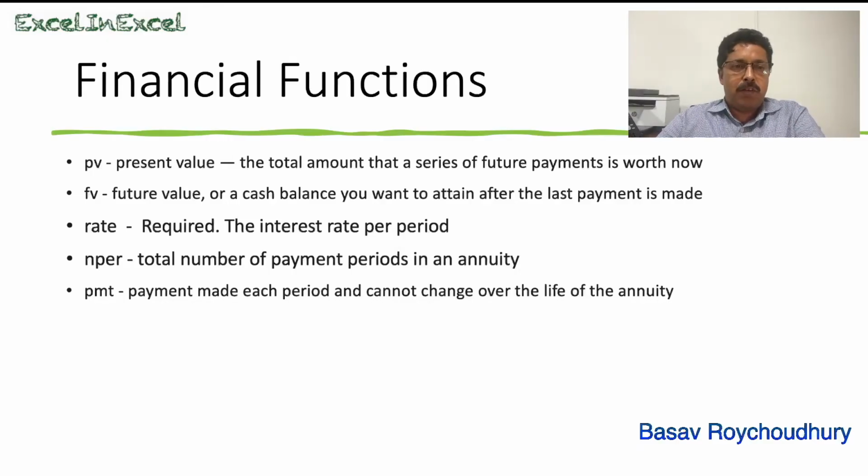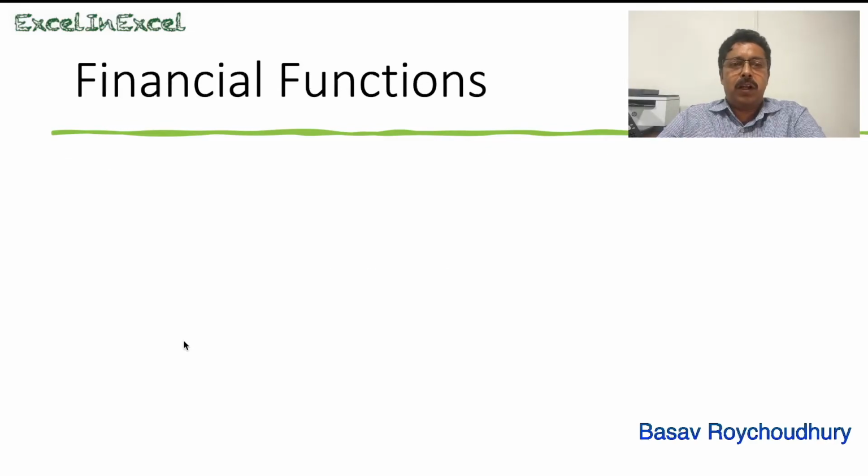So PV, present value, FV, future value, rate of interest per period depends on the payment cycle. If I am doing it monthly, then the rate will be monthly. If the payment is happening quarterly, then the rate will be quarterly. And the same way, the total number of periods, NPER, would also need to be converted according to the interval that we are talking of.